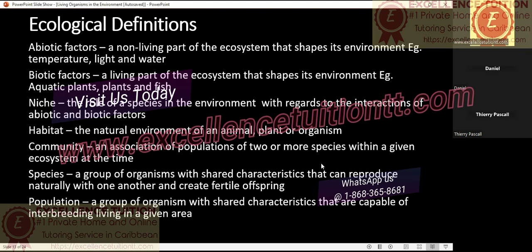Whereas a species is a group of organisms with shared characteristics that can reproduce naturally with one another to create a fertile offspring. So you may have different types of tigers in the jungle, but each tiger would be able to reproduce with each other. So a white tiger, a normal tiger, a Bengal tiger, they may be able to reproduce with each other because they fall under the same species.